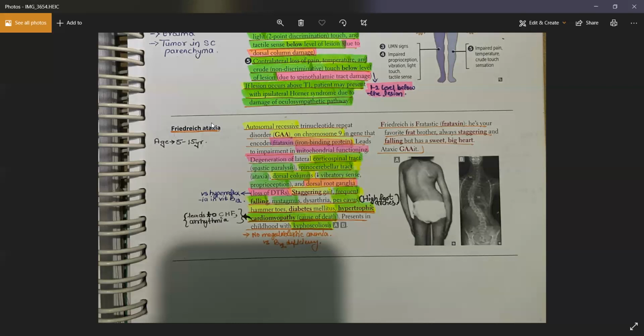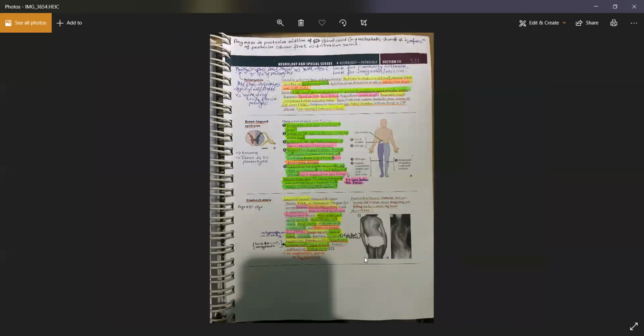What's the meaning of staggering gait? It's just that frequent falling will be there in the patient. The patient will move and then fall, then stumble, then move and then fall. Just a fancy term. Okay, thank you. Any more doubts? No, thank you.